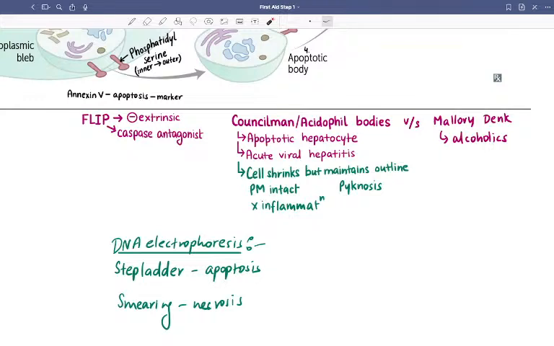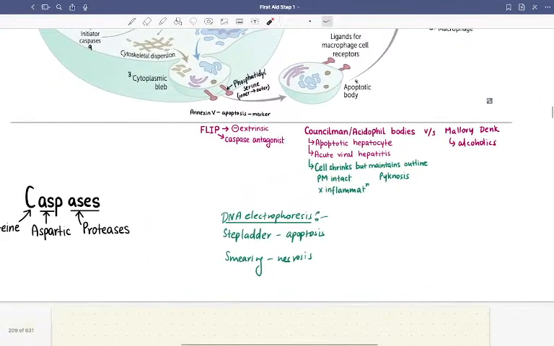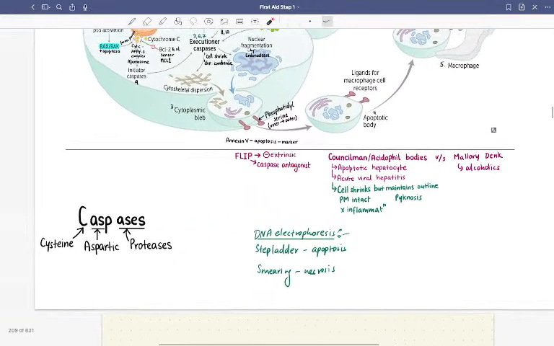Okay. Next is Mallory-Denk bodies. That's going to be in alcoholics. And DNA electrophoresis: we had a step ladder in apoptosis, and there was smearing in case of necrosis.